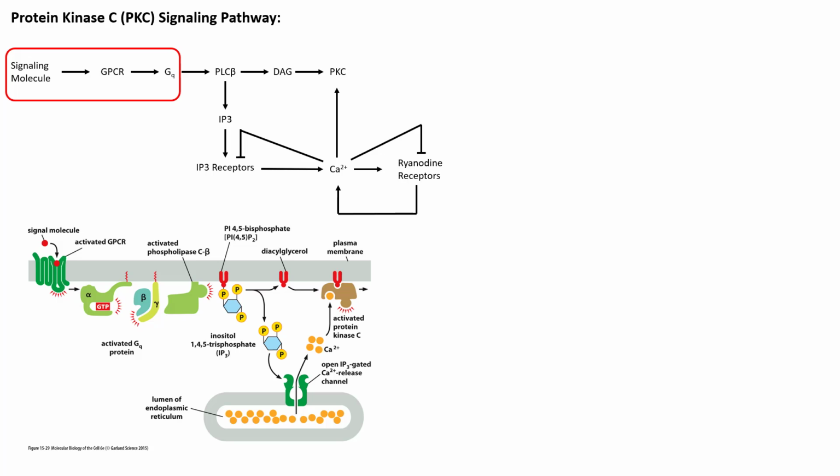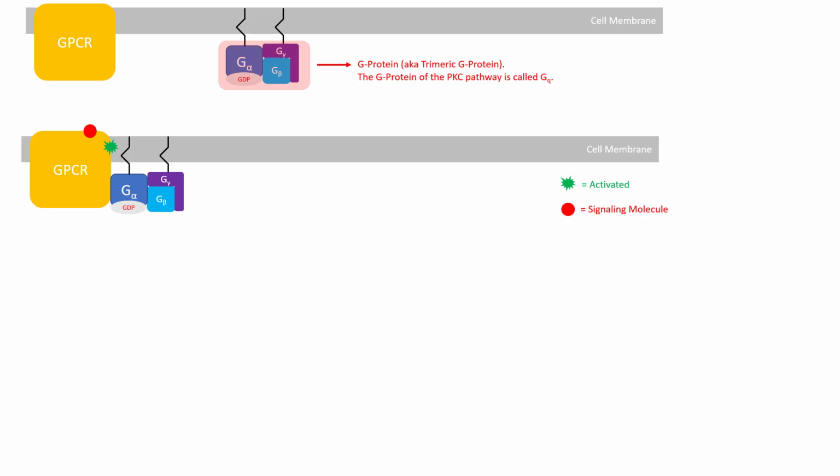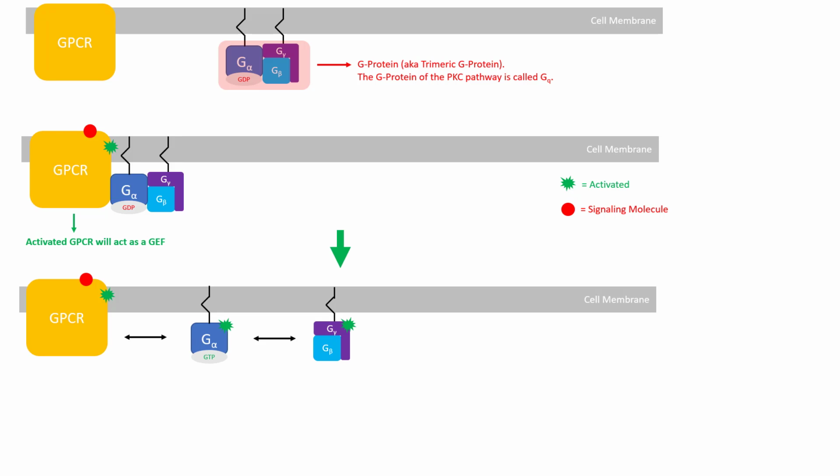Now we're going to look at the first initial part of the pathway. So the G protein coupled receptor and Gq, the G protein, in their inactive state, where the G alpha and the beta gamma subunit are bound to each other and the G alpha subunit has a GDP. The trimeric G protein of the PKC pathway is called Gq. Upon binding the signaling molecule, the G protein coupled receptor is activated and the G protein, Gq, binds to the G protein coupled receptor. The G protein coupled receptor acts as a guanine exchange factor, which will increase the rate by which the GDP of the G alpha subunit is exchanged for GTP.